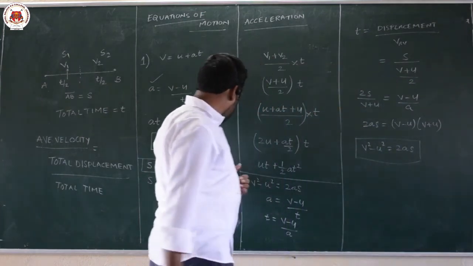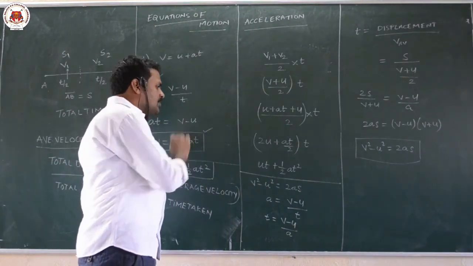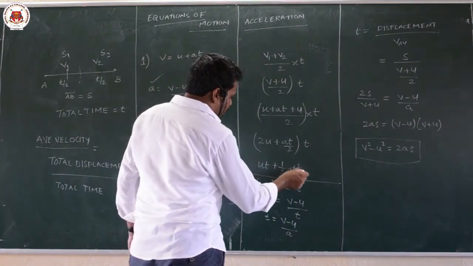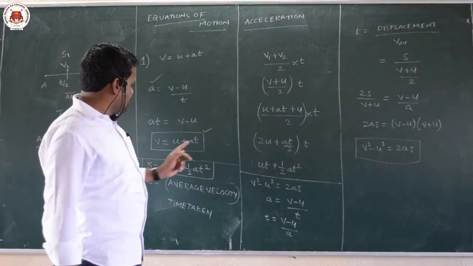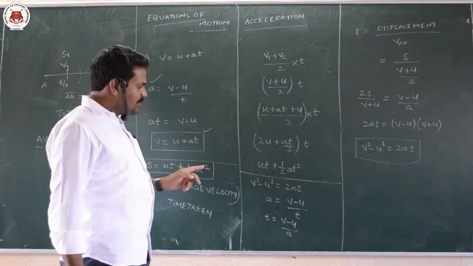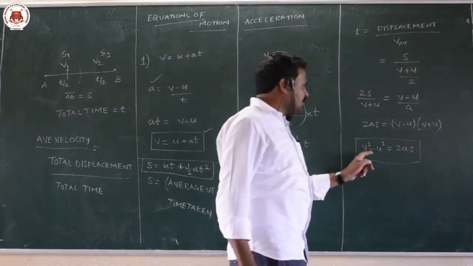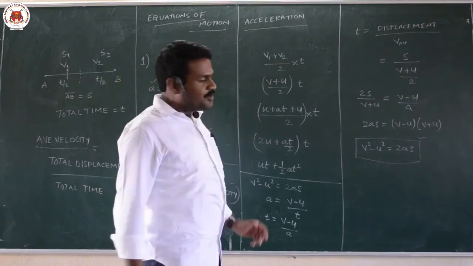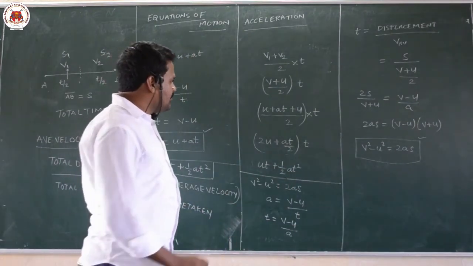When final velocity, initial velocity, acceleration and time are given, you use the first formula. You can observe that in one formula there is no final velocity, in another there is no displacement, and in this formula there is no time. So based on the given values you can select the different formulas. These are the three equations of motion.